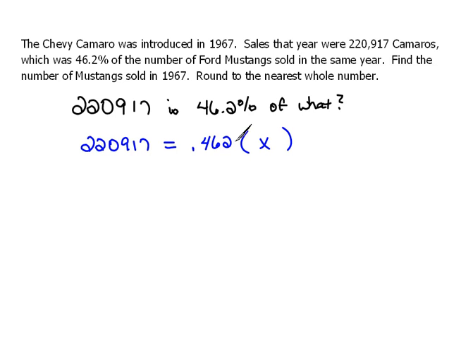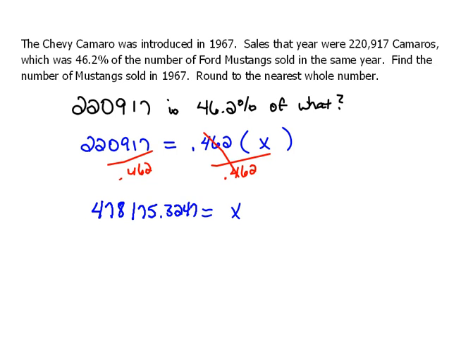So now instead of multiplying, we can divide by 0.462 to get x all alone. So x will equal 478,175.3247. Now, because we're talking about cars, we don't want 0.3247 of a car, so we're rounding to the nearest whole number. So that would be 478,175.